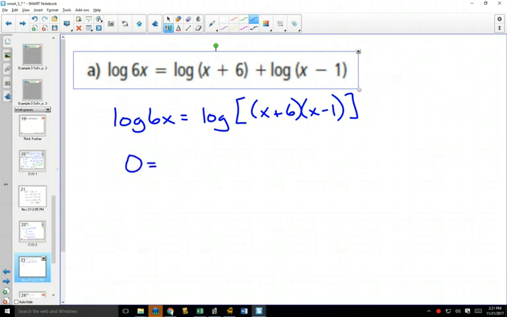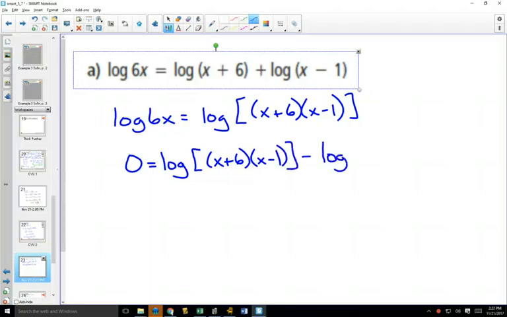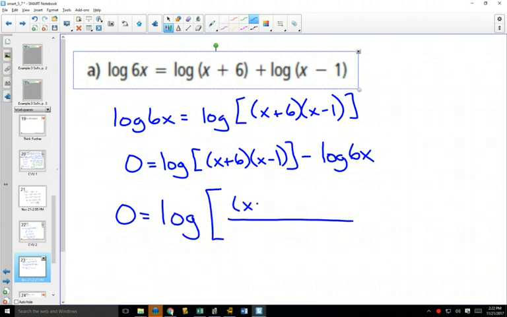I'm going to move this log 6x over to the other side, and then say a log minus a log, that's the same as dividing. So I do get a single logarithm. It's got x plus 6 and x minus 1 on top, and 6x on the bottom. And it's equal to 0.